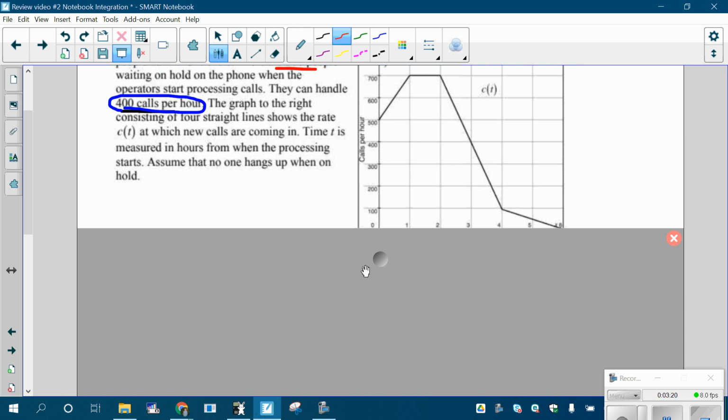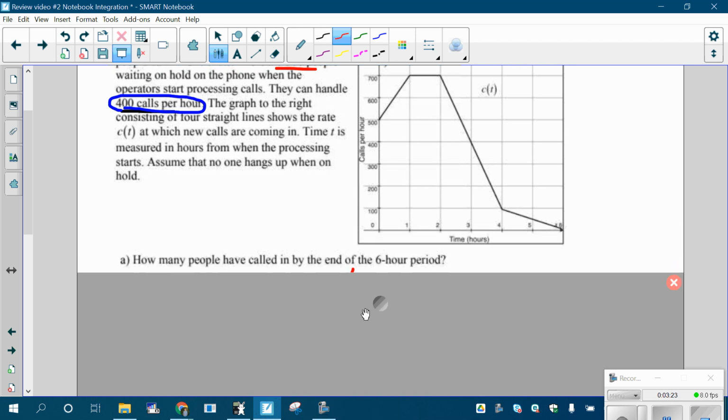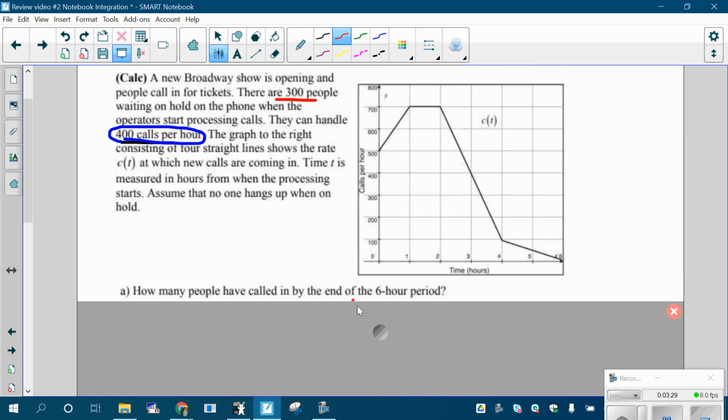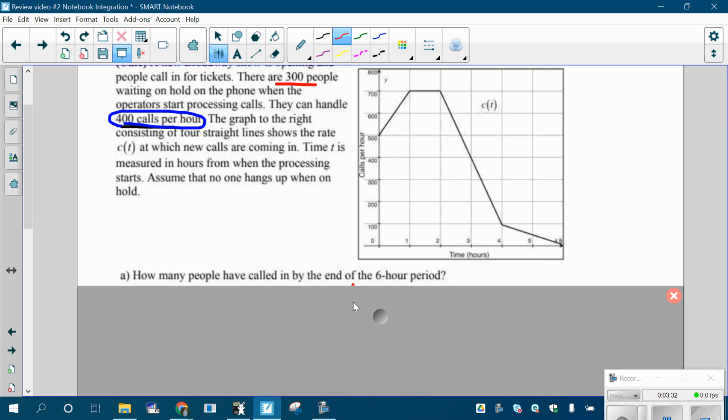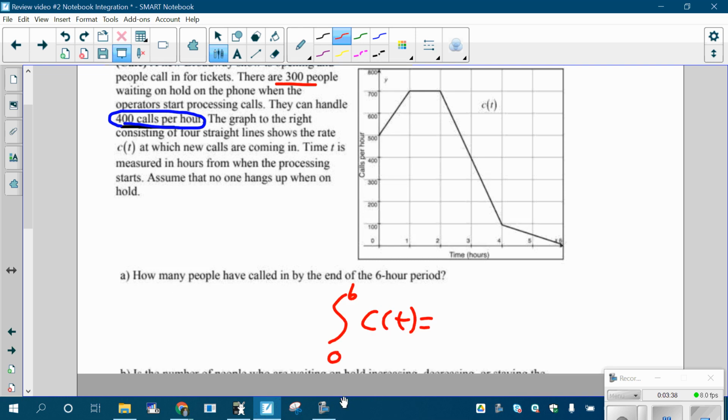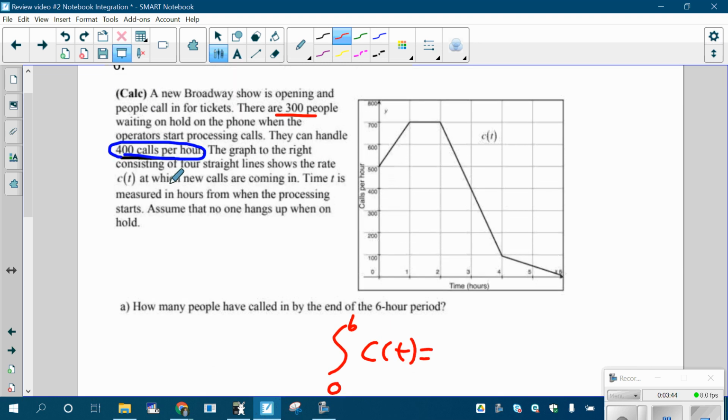This is a classic question. First thing, how many people called by the end of the 6-hour period? They're not asking us about the flow out. They're not asking us about the initial condition. They're just asking us about the flow in. How many people have called? All I'm trying to do here is integrate this call-in rate. Please note that this is the rate. So if I want to know the net change in calls and the total number of people that called in, if they give me the rate and I want to know the accumulation of that rate, I need to integrate the rate. So I'm going to find the area under this curve from 0 to 6, and that's going to tell me the total number of people that have called in.